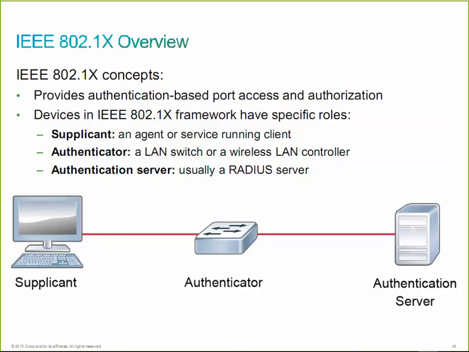The network device that the switch connects to, right? LAN switches and wireless LAN controllers can all act as authenticators. The device controls the physical access to the network. It doesn't necessarily do the actual authentication, but it proxies those authentication requests by forwarding them, and forwarding the responses to and from the authentication server, okay?